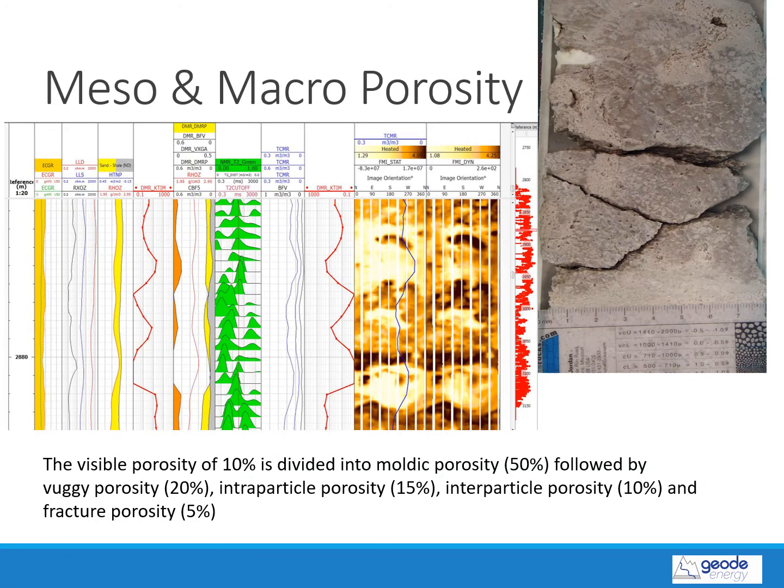Meso and macroscale porosity can be observed by the naked eye in core and from the vugs on the image logs and the extended histograms from the NMR. The visible porosity of 10% is divided into multi-porosity 50%, followed by vuggy porosity 20%, intraparticle porosity of 15%, interparticle porosity of 10%, and fracture porosity of 5%.